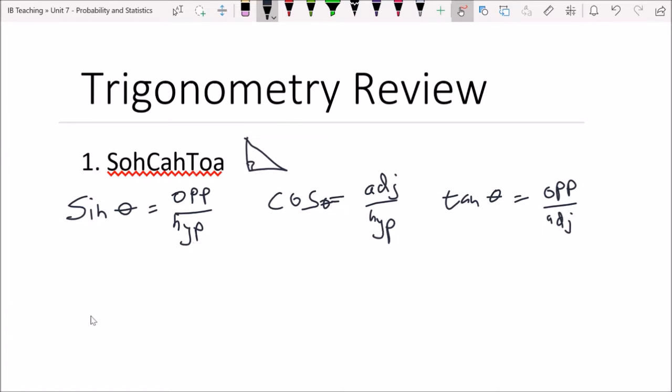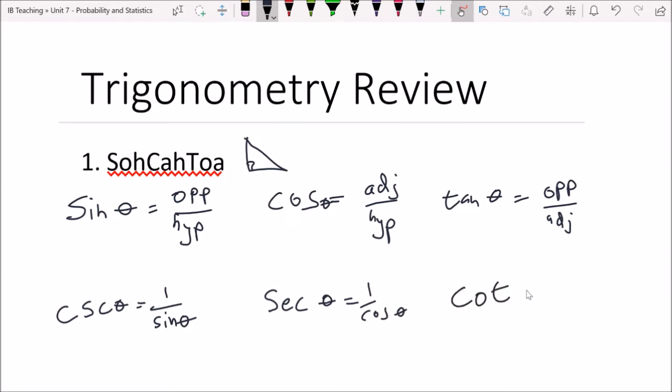Now, this is probably a good time to mention that we need to remember our reciprocal identities. So sine, its reciprocal is cosecant. Okay, so I'm going to define that as 1 over sine. It is a reciprocal identity. We could have written it as hypotenuse over opposite. Cosine goes with secant. So secant theta equals 1 over cosine theta. And then tangent goes with cotangent. So cotangent is the same as 1 over tangent.